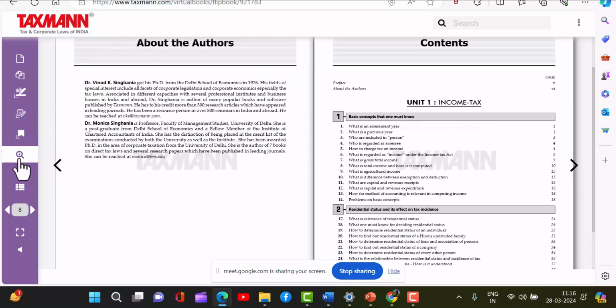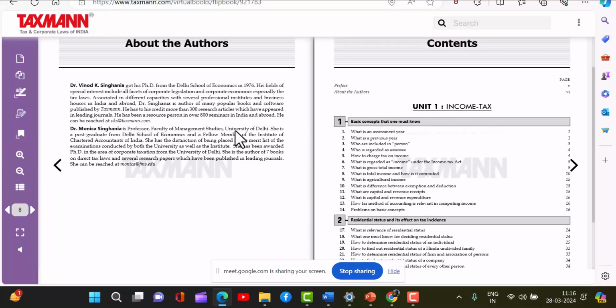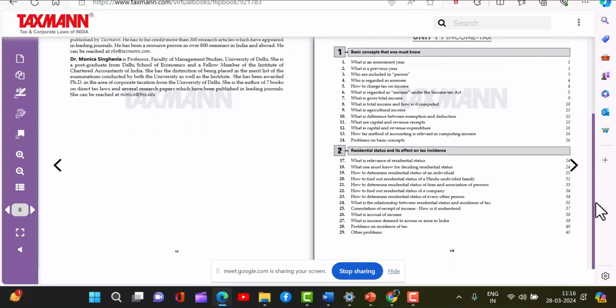First one is basic concepts, so we are just covering the first unit. For this I have prepared the slide, which covers what is assessment year and what is previous year. So we are doing this. Then apart from that, the second chapter we will be covering is residential status and its effects on tax incidence.